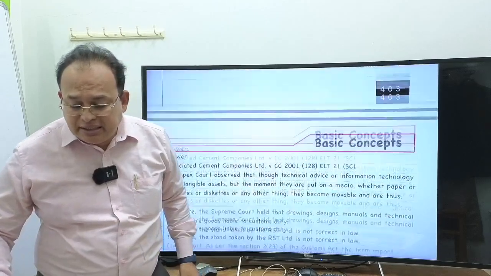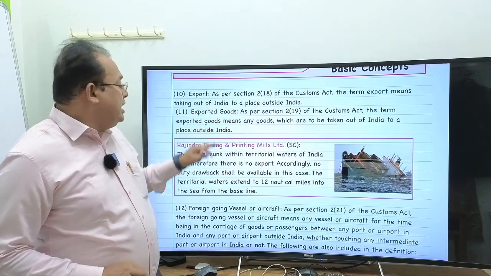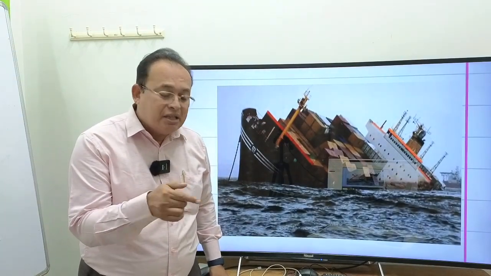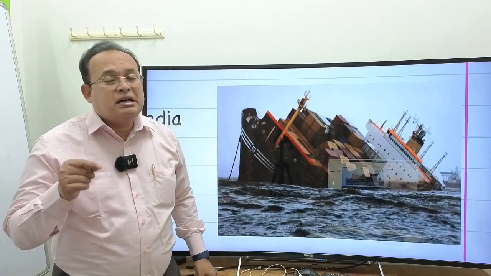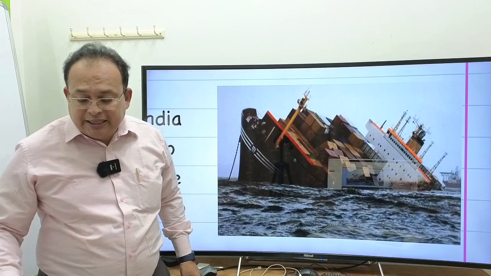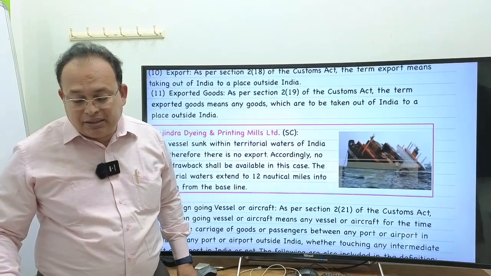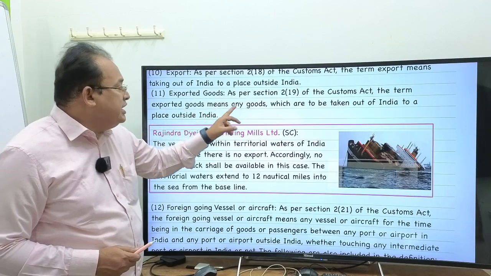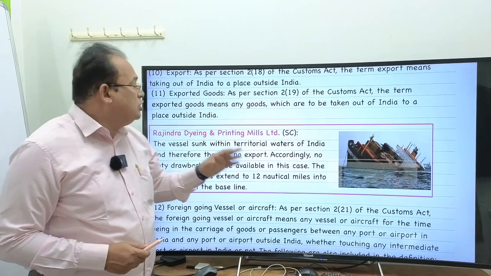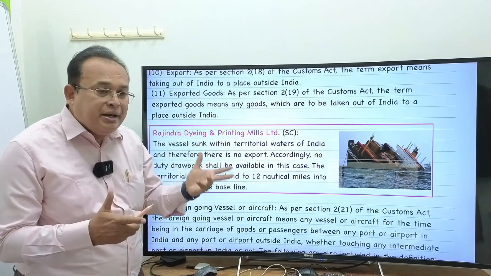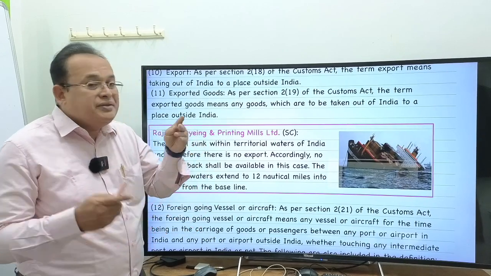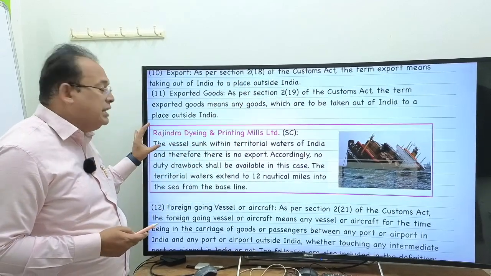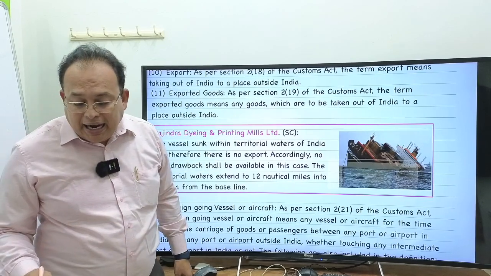The law of the land here says, in the given case of Rajendra Dyeing and Printing Mills, since the vessel sank in the water within 12 nautical miles from the baseline of the Indian coastal area, export has not taken place. Therefore, it is not export of goods. Exported goods, as per Section 2 sub-section 19 of the Customs Act, means any goods which are to be taken out of India to a place outside India. India means up to 12 nautical miles from the baseline, within which if the vessel, after loading the goods for export, sank in the water, it is not export, said the Supreme Court of India in the case of Rajendra Dyeing and Printing Mills.